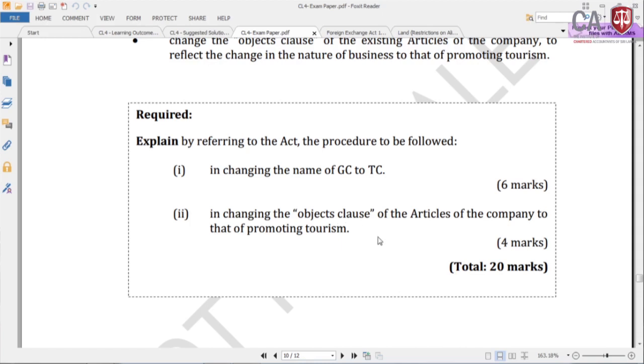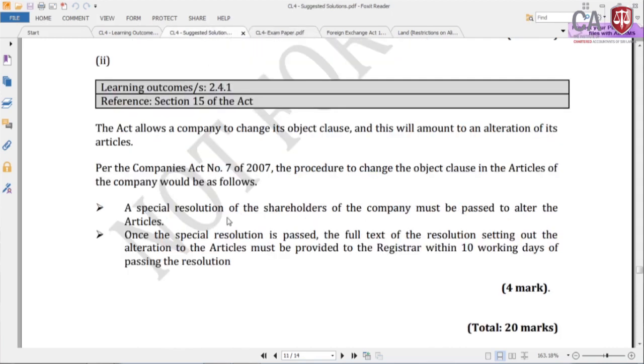Then the second one, in changing the object clause of the articles of the company to that of promoting tourism. How are we going to do that? In the articles of association. The Act allows the company to change its object clause, and this will amount to an alteration of its articles. Per Companies Act, the procedure to change the object clause in the articles of the company would be as follows.